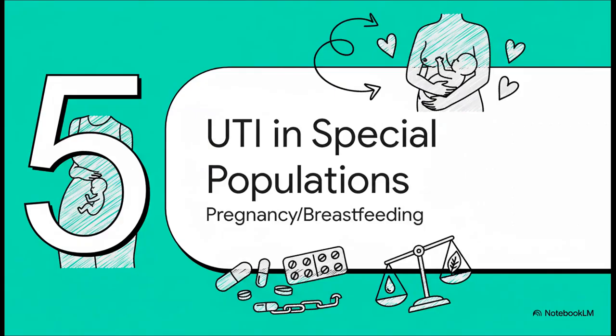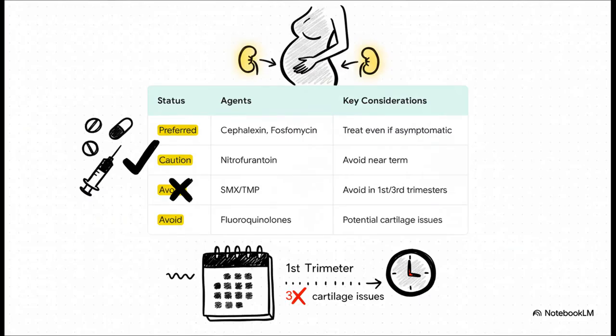Let's shift gears now and talk about special populations. This is so important because when you're dealing with a patient who is pregnant or breastfeeding, every single decision you make has to be carefully weighed against the risk to the baby. Okay, let's break down pregnancy. First, a huge principle. Even if there are no symptoms, if we find bacteria in the urine, we treat it. We have to prevent it from turning into pyelonephritis.